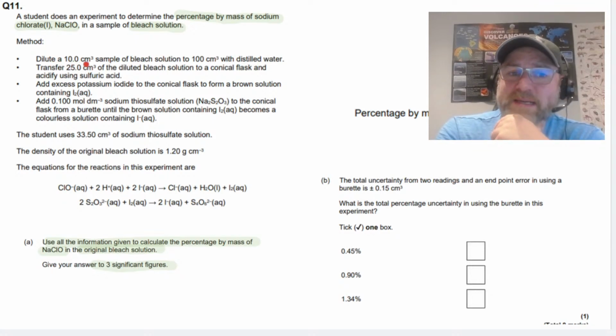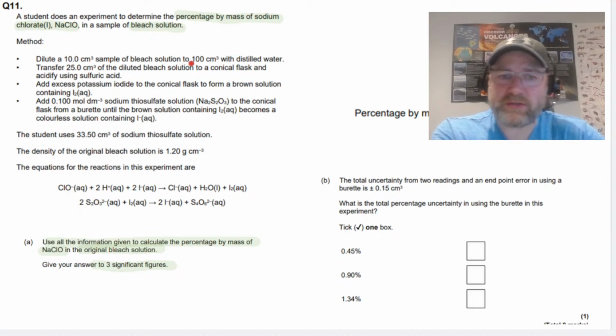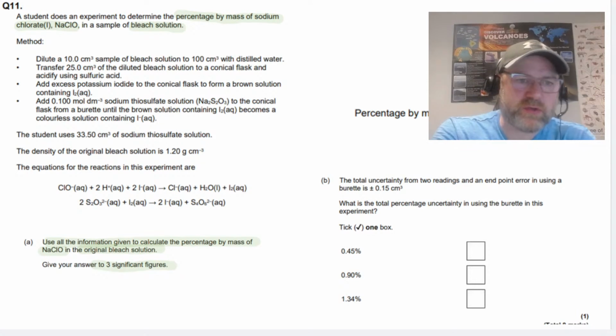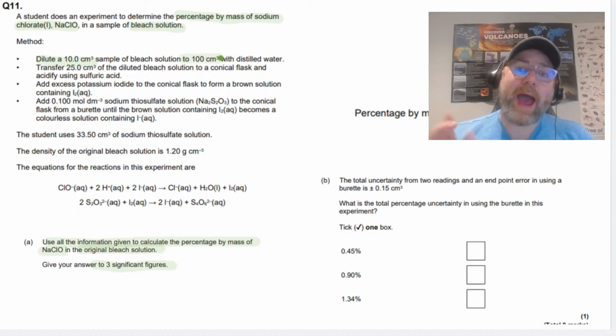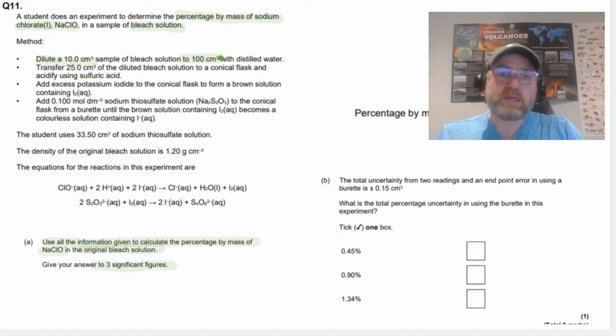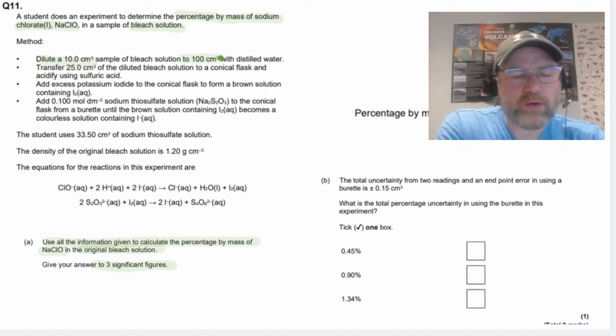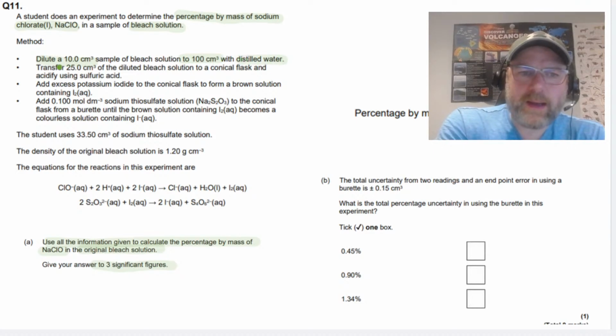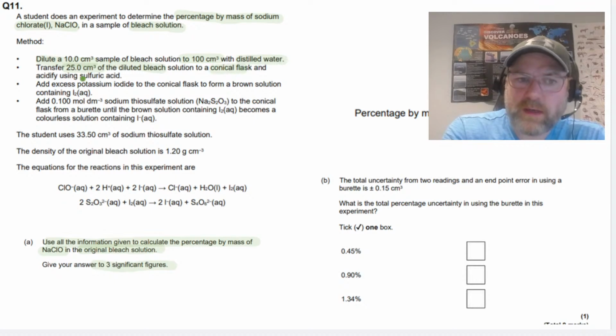Dilute a 10 centimeter sample of bleach solution to 100. Now that's important there, that you read carefully. So we're diluting to 100. We're not adding 100 of water to the 10 centimeters, we're diluting it to 100. So we're adding 90 centimeters of water. You could already make a mess up there. Okay, transfer 25 centimeters, that's from the 100, to a conical flask and acidify it.